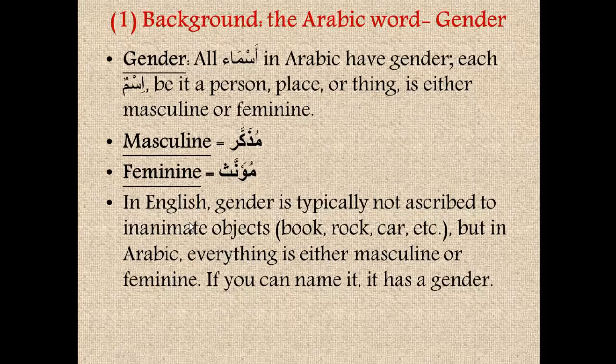Now in English, gender is typically not ascribed to things that are dead and inanimate. So we don't call things like books, rocks, and cars male or female. You don't typically say in English, I picked up a rock, he was heavy, or she was heavy. We don't say things like that. But in Arabic, everything is either masculine or feminine. If you can name it, it has a gender. So these things, books, rocks, and cars in Arabic, do have a gender.